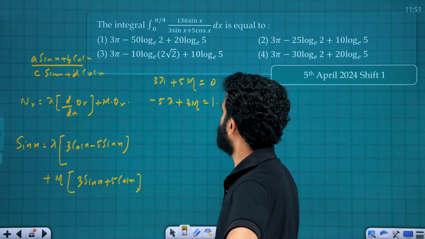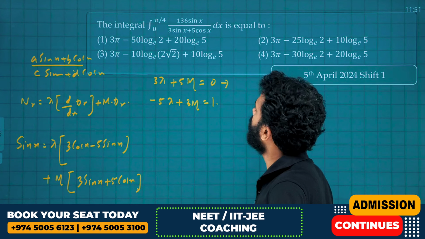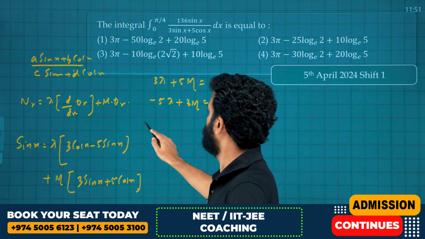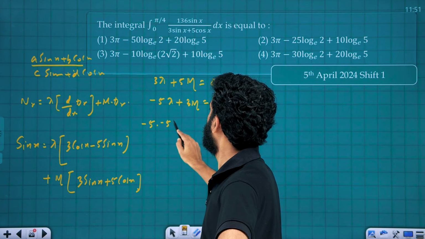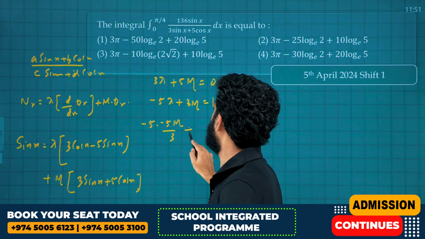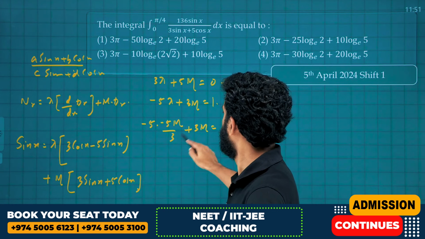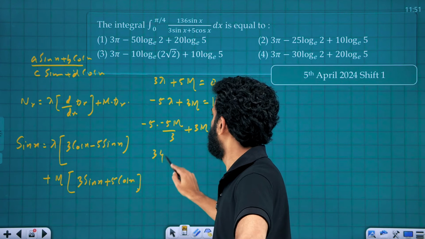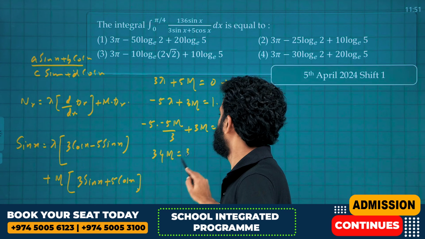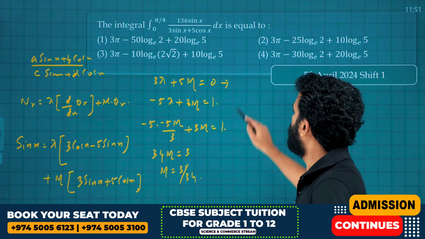And yes, we can substitute from here, that is lambda is equal to minus 5 mu by 3, that we can substitute here. Therefore, minus 5 into minus 5 mu by 3 plus 3 mu is equal to what? 1. Okay, and this will be 9, that is 34 mu is equal to 3, that is mu is equal to 3 divided by what? 34.